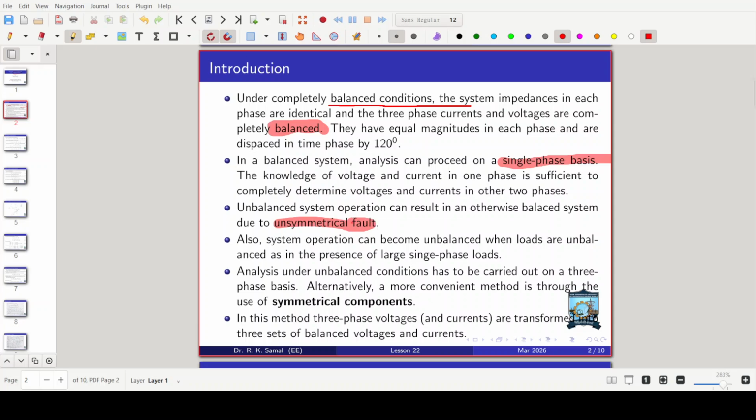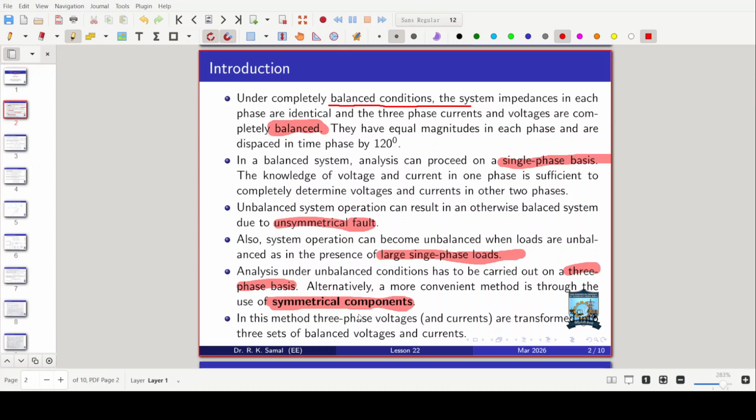Okay. A system is balanced, but due to an unsymmetrical fault, it becomes unbalanced. The other condition where a system can become unbalanced is when the loads are unbalanced. Okay. As in case of a large single phase load. Analysis under unbalanced condition has to be carried out on a three phase basis. Okay. Alternatively, a more convenient method is through the use of symmetrical components. So what you do, either you can go for a single phase analysis, or a three phase analysis which is very complicated, or another method is using symmetrical components.